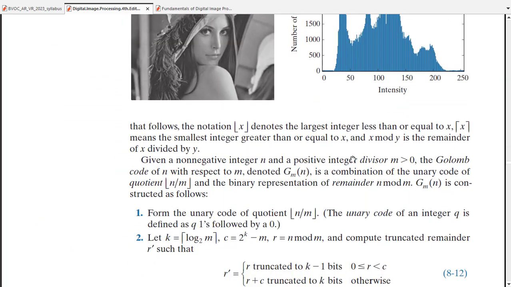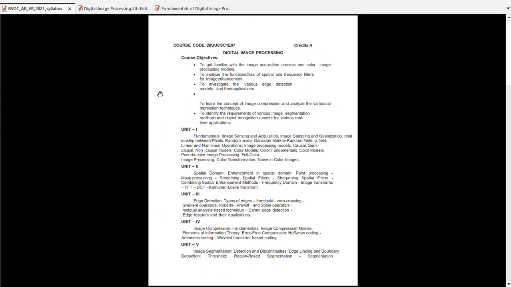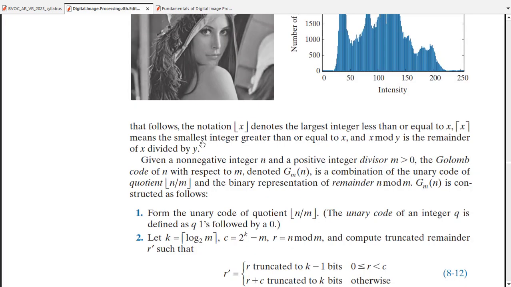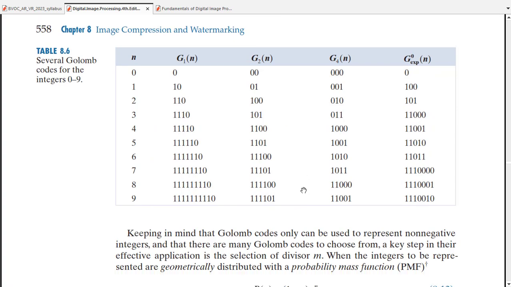Another coding technique, besides Huffman coding, is arithmetic coding. We'll be discussing this in the next method.